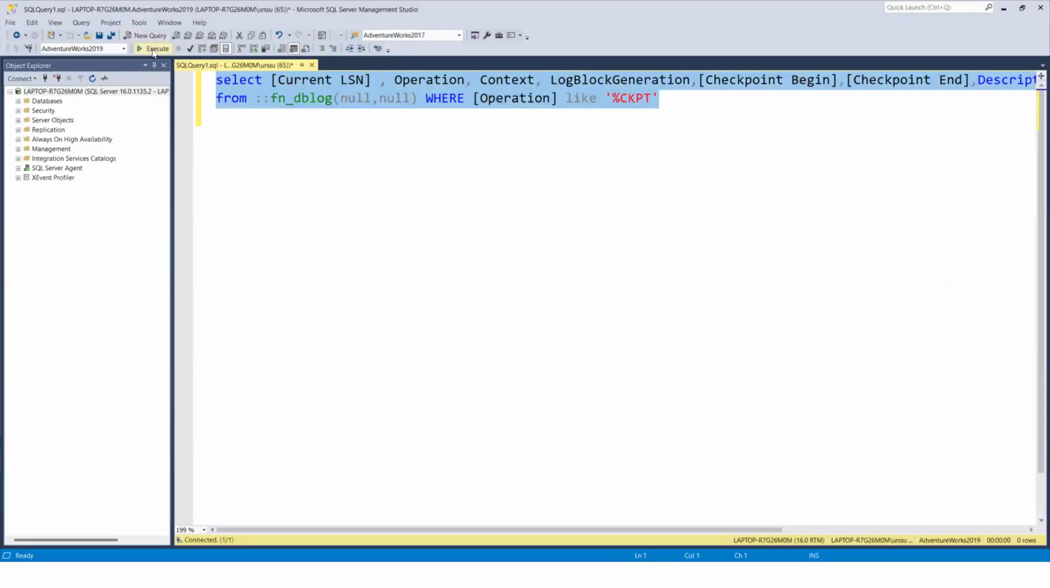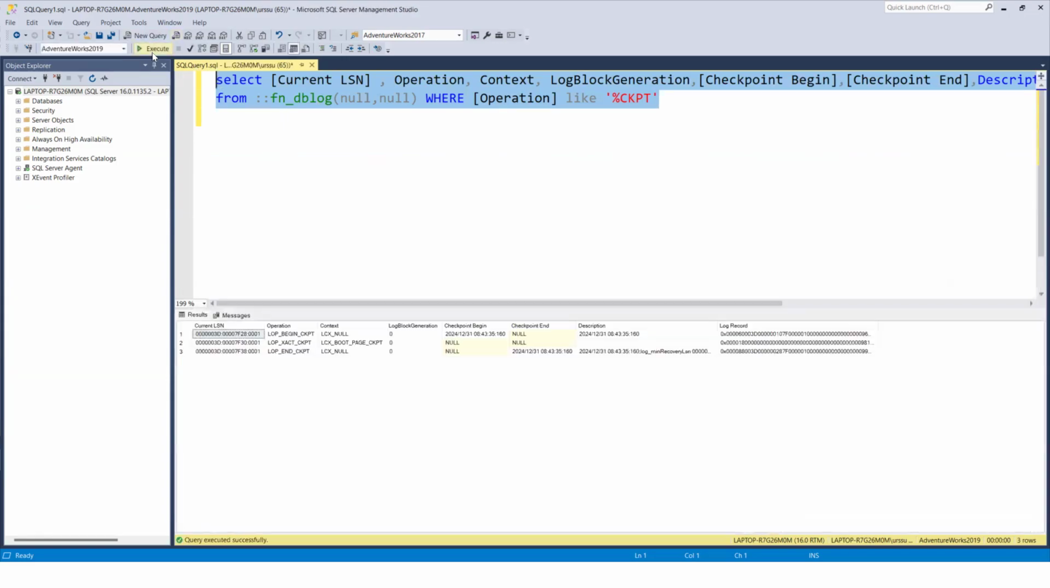When you run fn_dblog, you will get when your checkpoint began, what transactions were flushed, and when your checkpoint ended. So you will get this kind of information from the log file. You are reading from the log file, not the data file. The data file is where you store your actual data. Our main focus will be the log file. In the advanced level also, we will mainly focus on the log file.